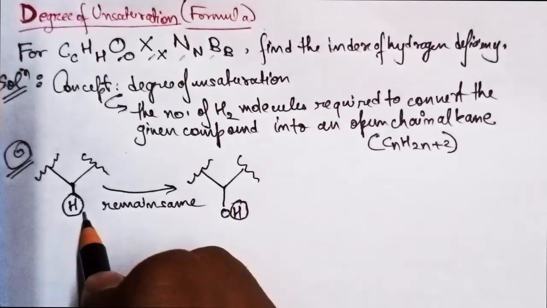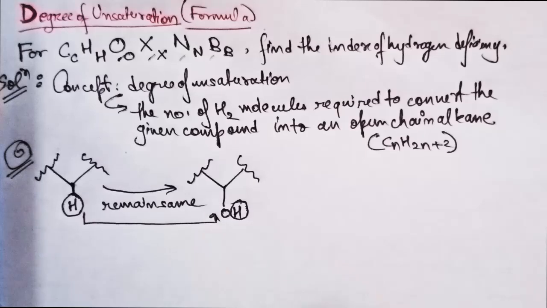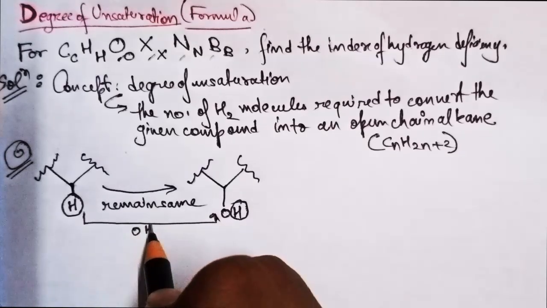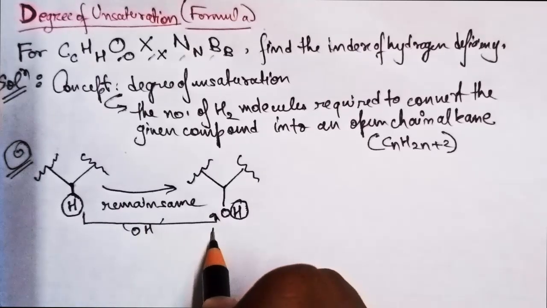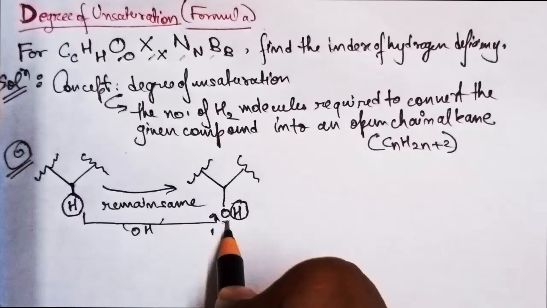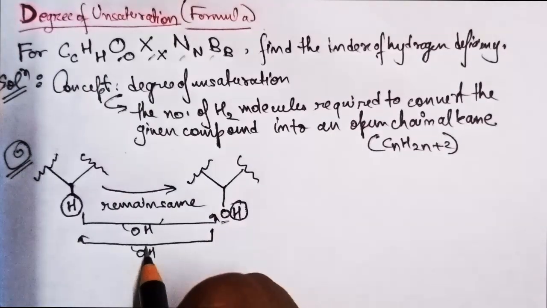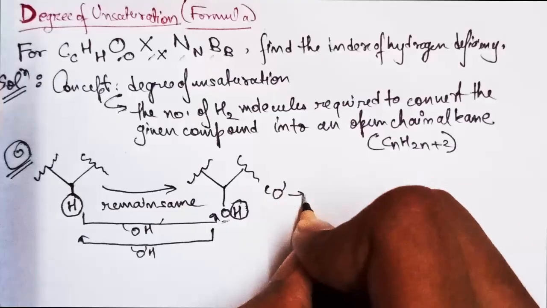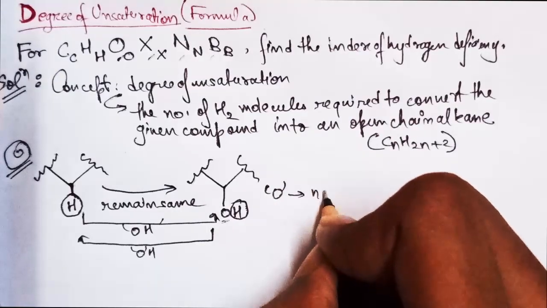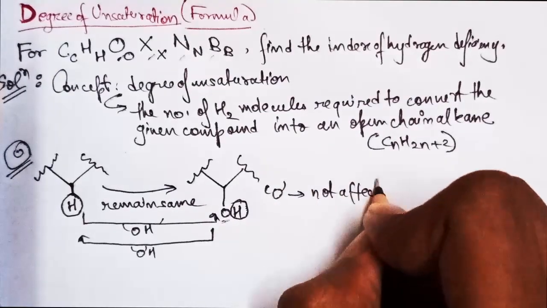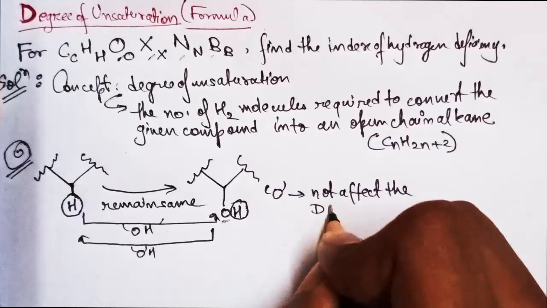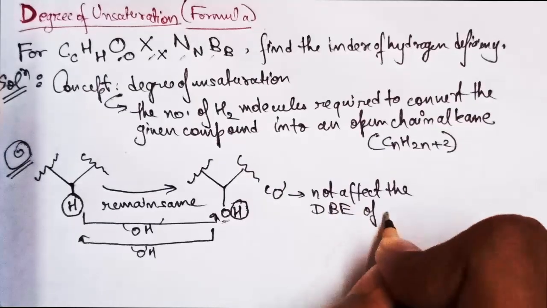Since for the addition of oxygen, we add 0 hydrogen, therefore, if we want to remove this oxygen, we will also have to remove 0 hydrogen. Therefore, oxygen will not affect the double bond equivalent of a molecule.